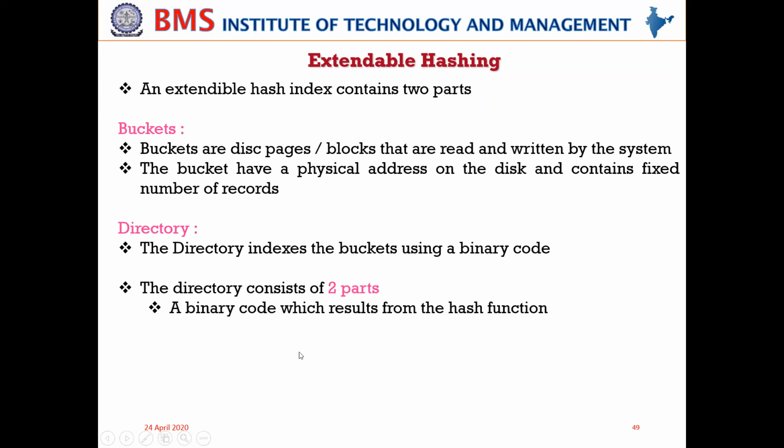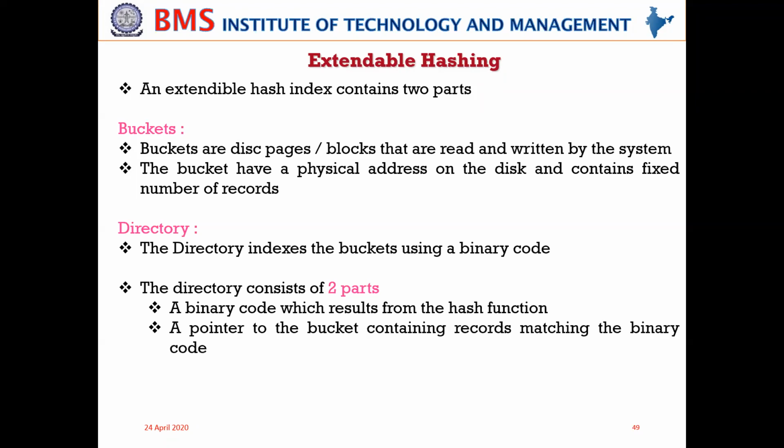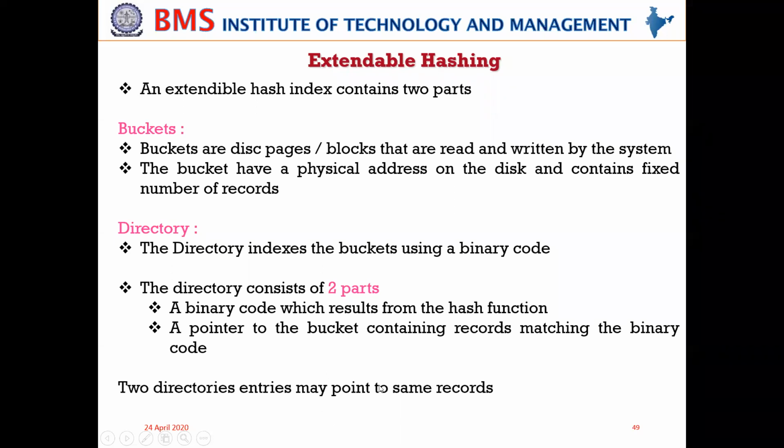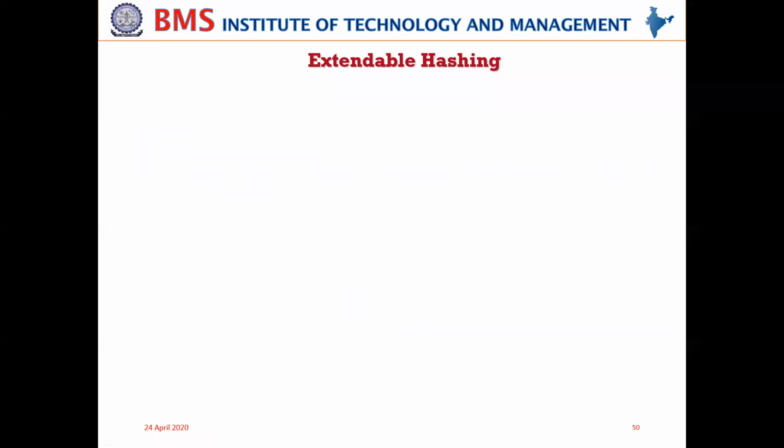What are the two parts? Basically it has a binary code which is the result of your hashing function. After you apply a hashing function to a given key, you get an address. That address, in the form of a binary value, is stored in our directory. In addition, your directory also contains a pointer which points to the buckets where you'll be storing your records. Two directory entries may point to the same record. We'll see in what scenario this may happen, with an example.